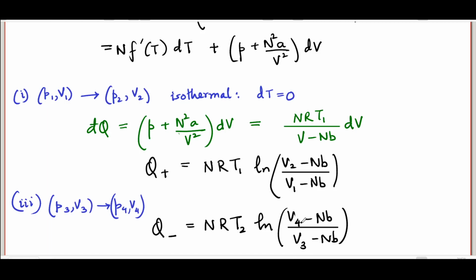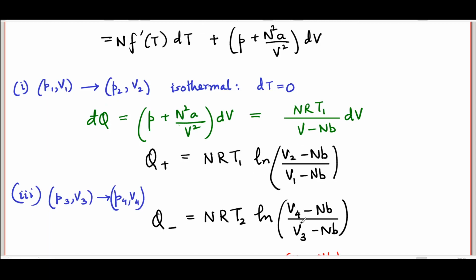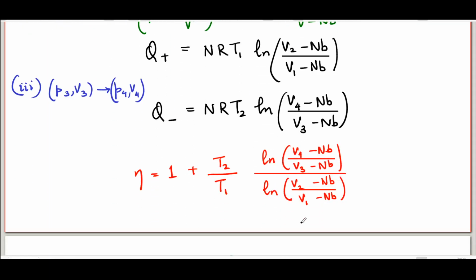So now, once again, we have a rather complicated looking expression for the efficiency. Eta works out to be 1 plus Q minus by Q plus, that is 1 plus T2 by T1 times this rather horrible ratio of 2 logs sitting here. Of course, this is very similar to the ideal gas expression in a way, and to check that this is still on the right track, we can try taking the limit as b goes to 0. When you do that, you do get log of V4 by V3 by log of V2 by V1.